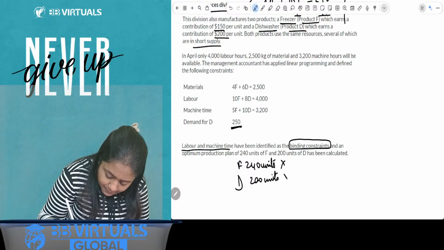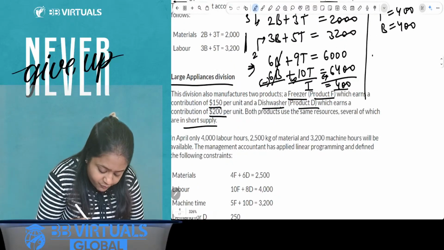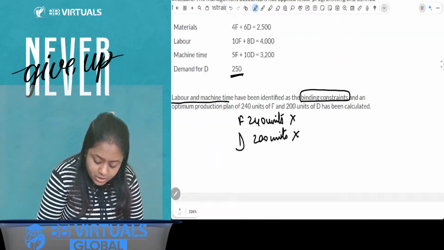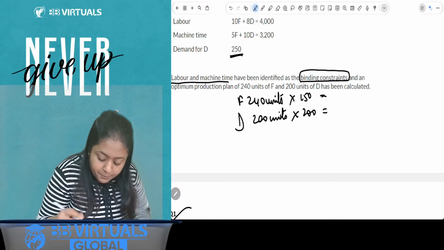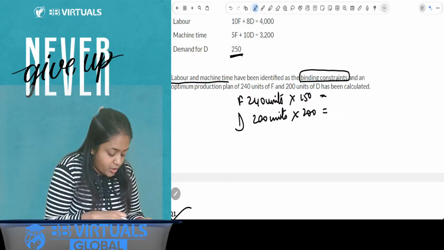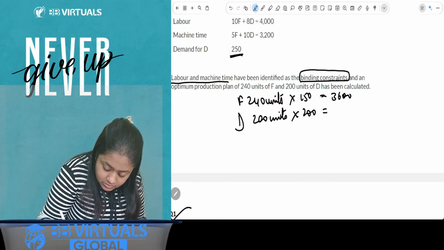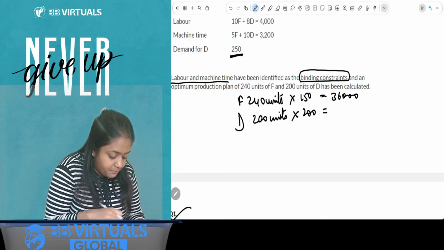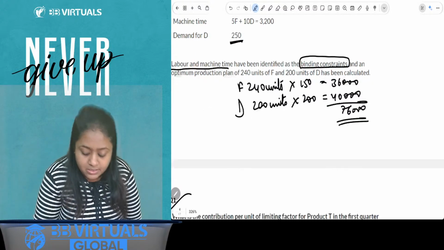Now please multiply it with the contribution per unit. So for F, the contribution is 150 per unit, and for dishwasher it is 200 per unit. Now when you multiply it, you will get here 240 multiplied by 150, which is 36,000, and 200 multiplied by 200, which is 40,000. So total contribution is 76,000. Now let's see whether it is the correct answer.